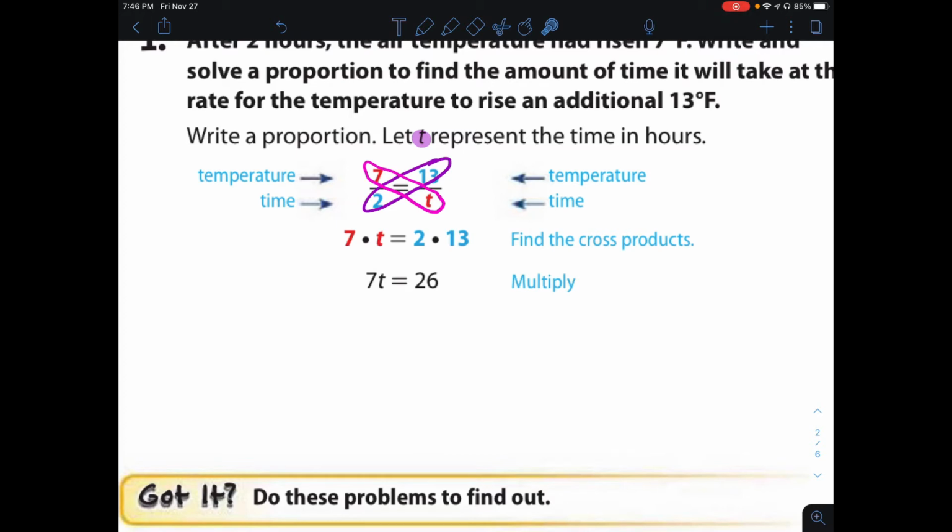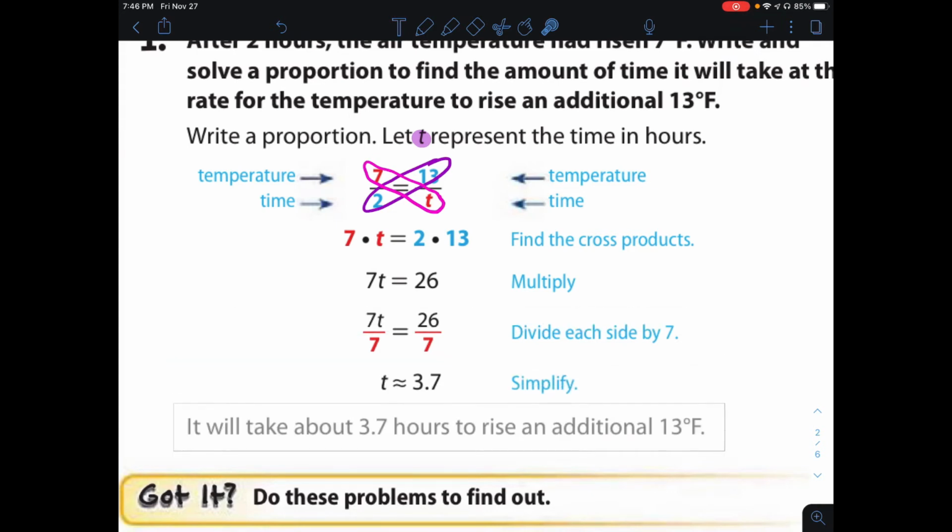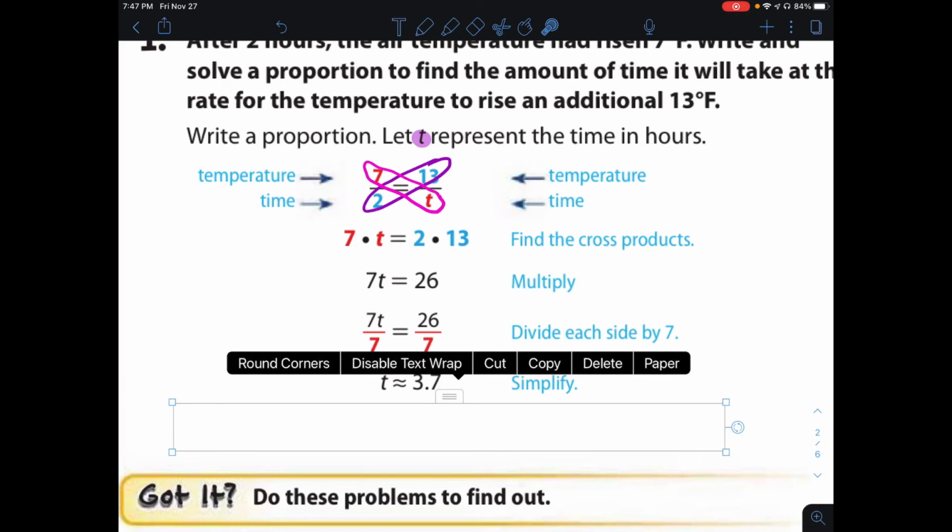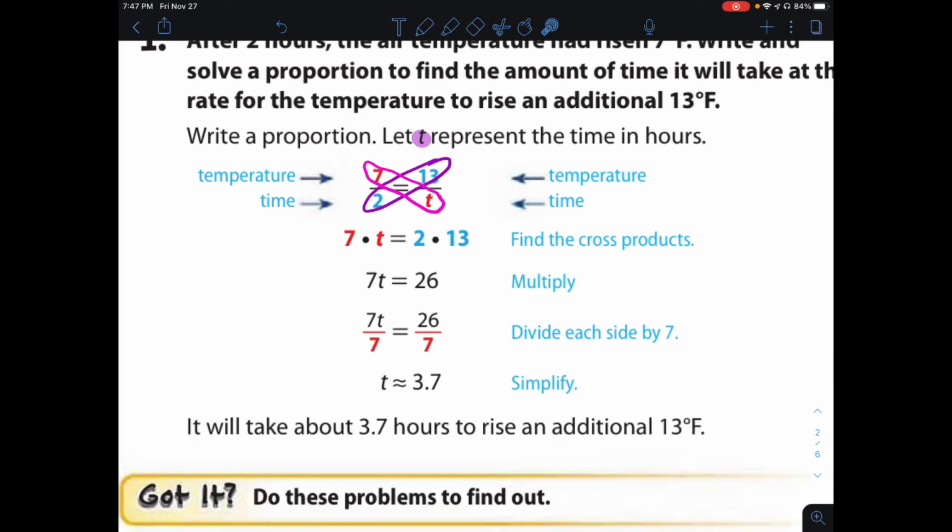Now, for us to be able to solve for t, we need to isolate t on one side of the equation. In this case, we need to use inverse operations. We need to undo multiplication, and to undo multiplication, we divide both sides by 7. So 7t divided by 7, and 26 divided by 7. Time is approximately equal to 3.7. So it will take approximately 3.7 hours to rise an additional 13 degrees Fahrenheit.